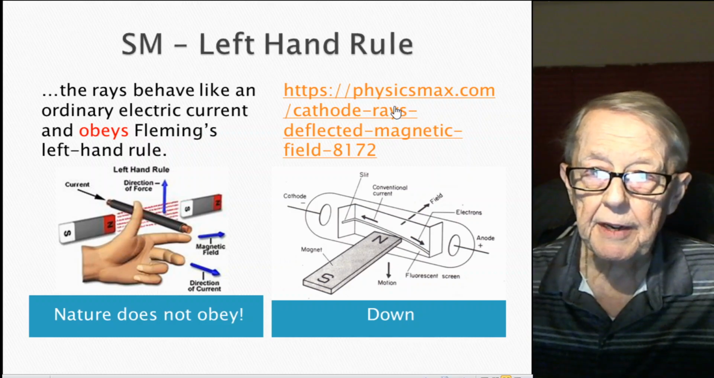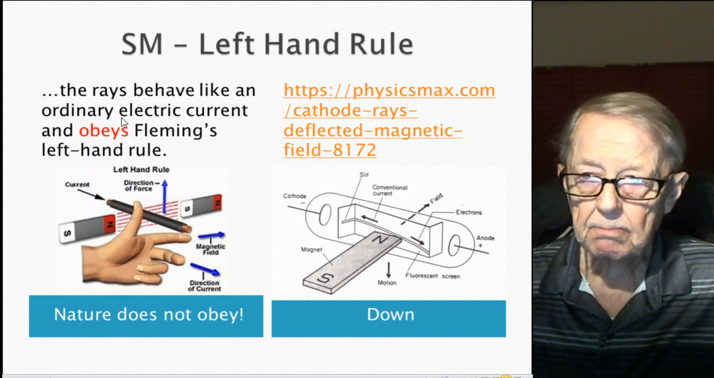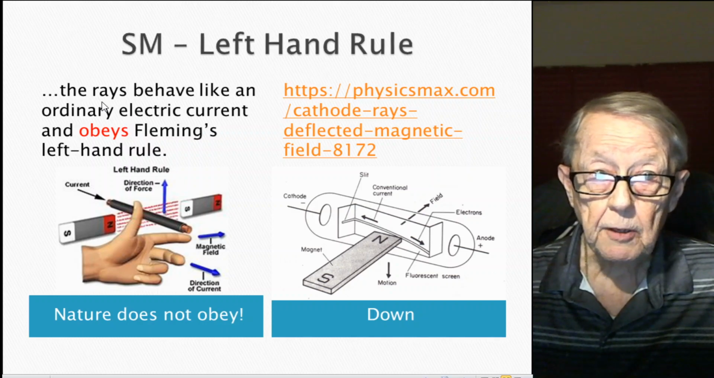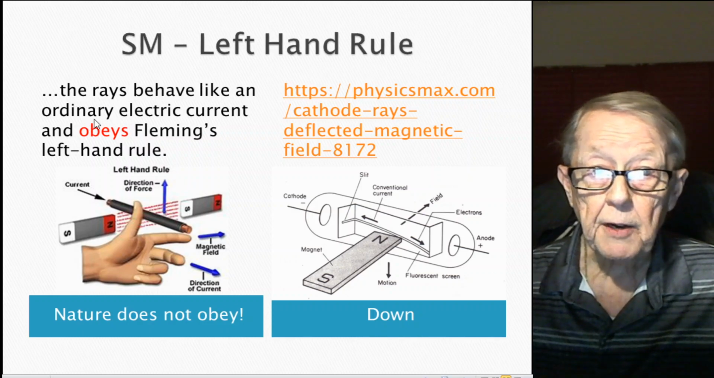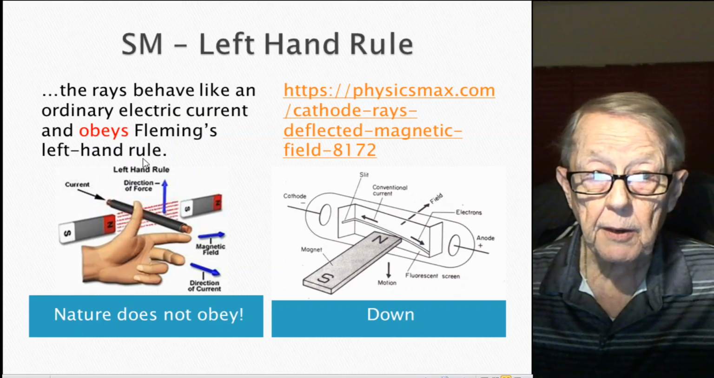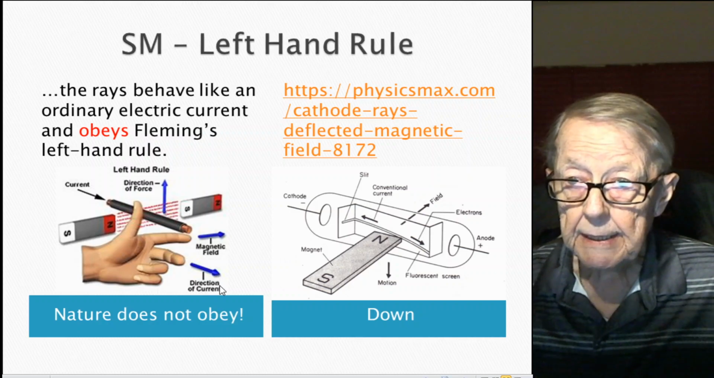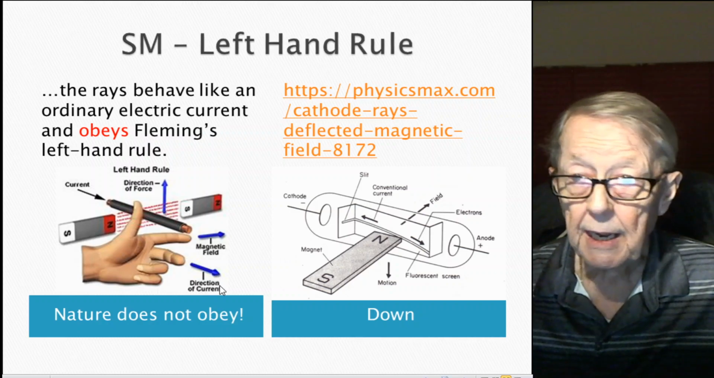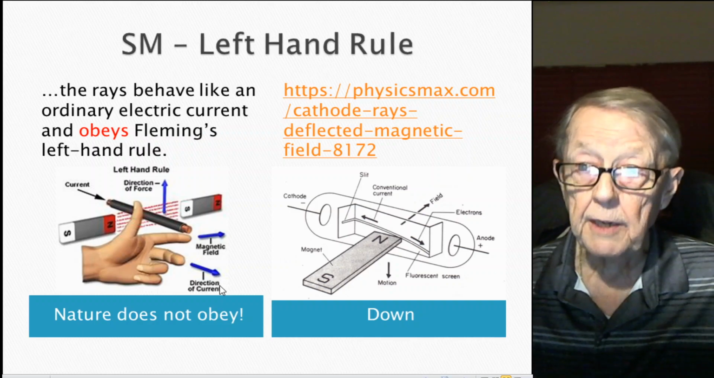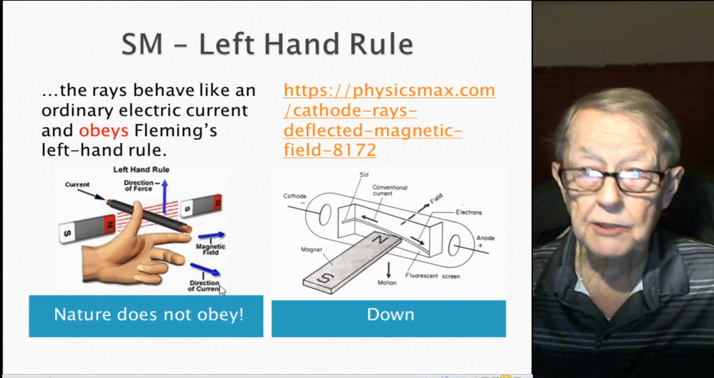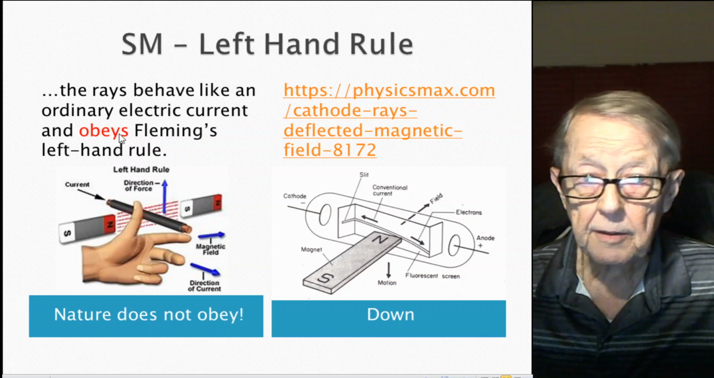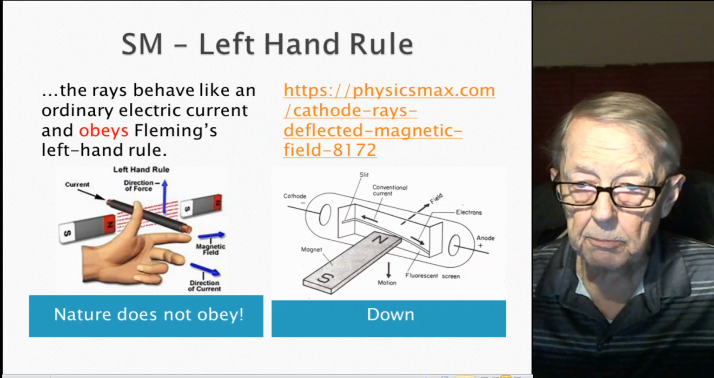By the way, the text in here, I love this. Every time I see it, I just get riled up. Because the text says that the rays behave like an ordinary electric current and obey Fleming's left-hand rule. Sorry, nature doesn't obey any left-hand rule, right-hand rule, any statement man writes, or any equation man writes. Nature does not obey anything. Just gets me upset.